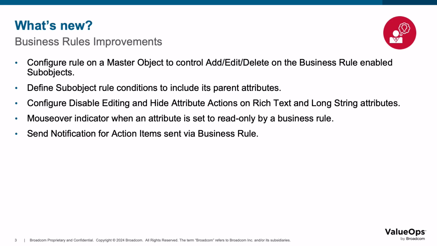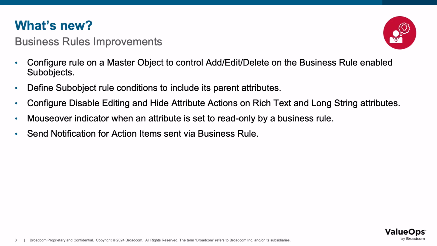We've also changed and updated the mouse over indicators on attributes that are set to read only via business rules. So we'll show you that as part of the demo. Right now there's a read-only treatment where you didn't necessarily know it was just made read-only from Studio, but now the end user is able to know if it's been read-only via a business rule.